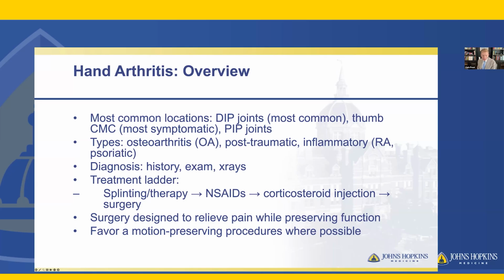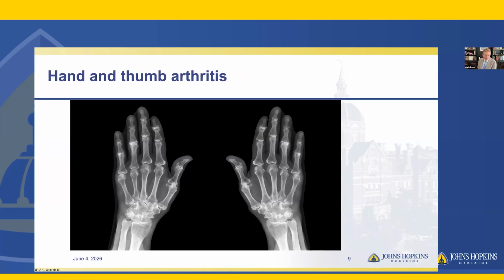It's relatively uncommon for us to have a situation where someone has instability or anything like that related to the arthritis, although that can happen. In general, we're trying to help with pain. And so this is a typical X-ray that we'll see.